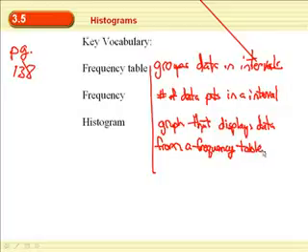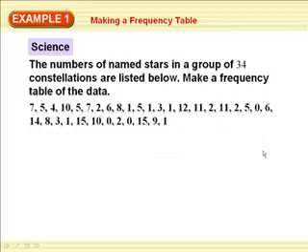Alright, so let's do some. Example number 1, making a frequency table. The numbers of named stars in a group of 34 constellations are listed below. Make a frequency table of the data. So I'll check out all those numbers.